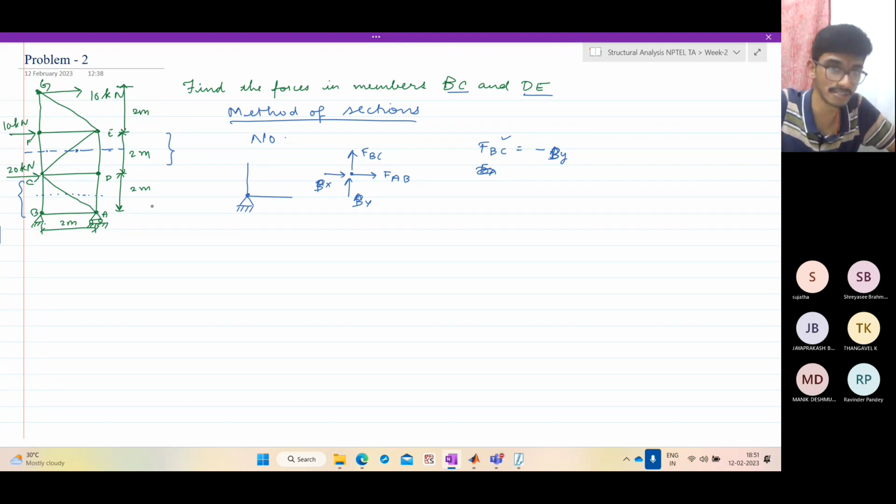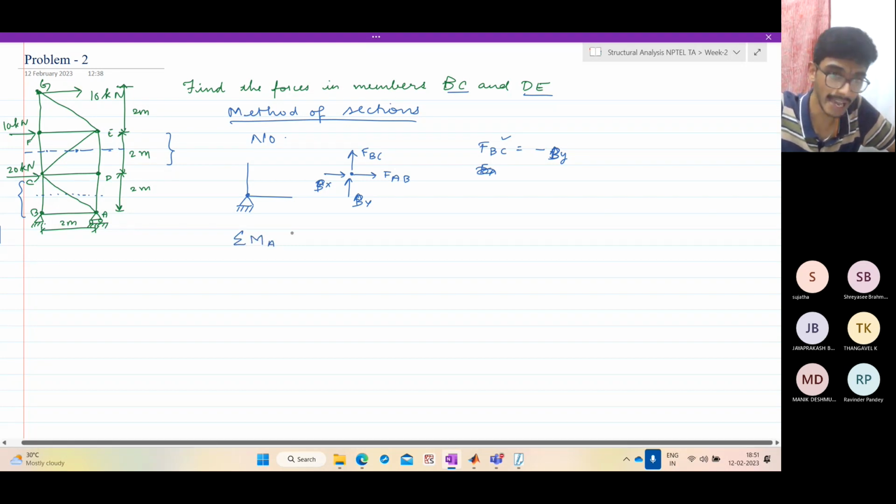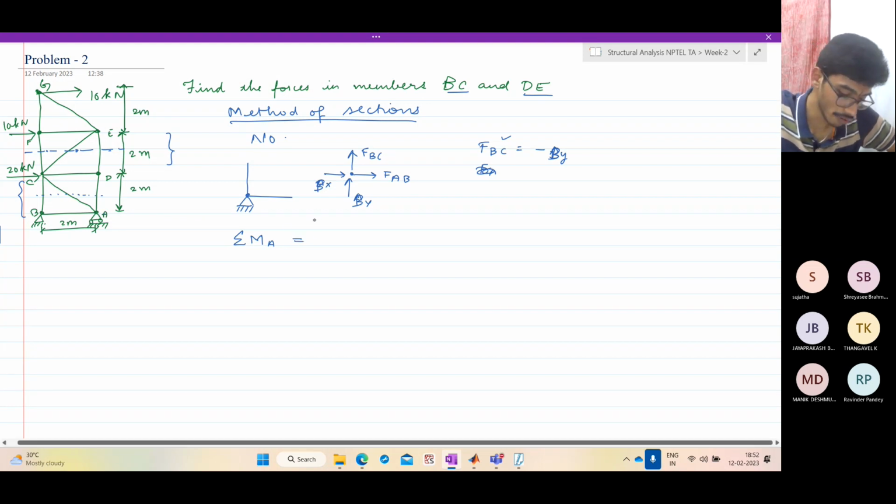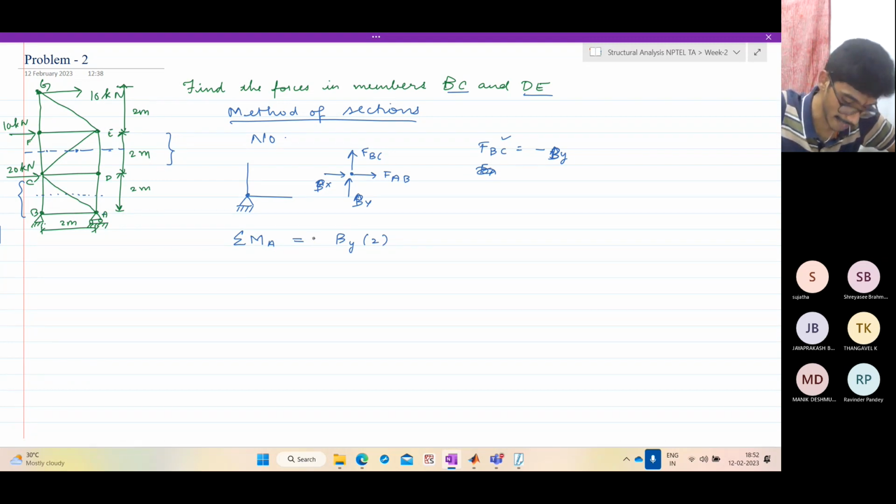Look at the whole structure, the full structure. Let us take moments about the point A. Why A? Because I want to eliminate the forces acting through A, so that these unknowns will not come into play. MA, what is the moment about A? BY acting at 2 meters. Positive or negative? It is clockwise about A, so it is negative. BX, where does it act? BX acts in this direction, which is directly aimed at A. So lever arm is 0, so BX does not contribute.